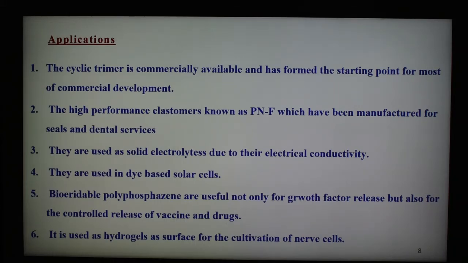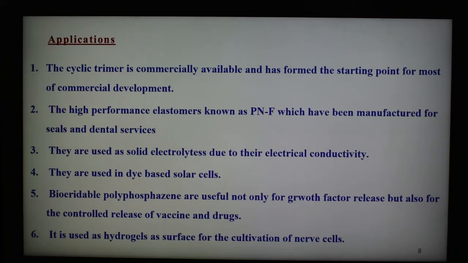Another application is that biodegradable polyphosphazenes are useful not only for growth factor release but also for the controlled release of vaccines and drugs. This polyphosphazene is also used as a hydrogel, as a surface for the cultivation of nerve cells. So a number of applications are there, and these are some useful applications of polyphosphazene.